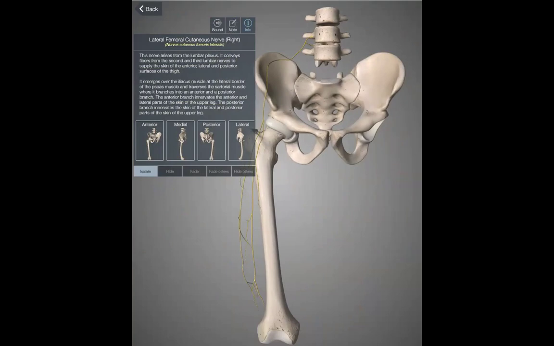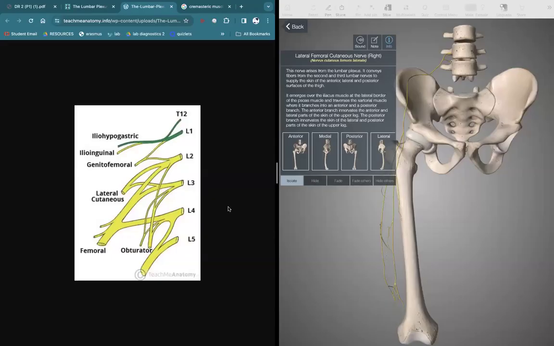So this nerve is purely sensory. It enters the lateral thigh aspect and provides cutaneous innervation of the skin. Arises from L2, L3. It has no motor functions, just the skin. Okay. And just to show you here, T12, L1: you have iliohypogastric, ilioinguinal, and then genitofemoral. And then from L2 to L3, you have the lateral cutaneous here.